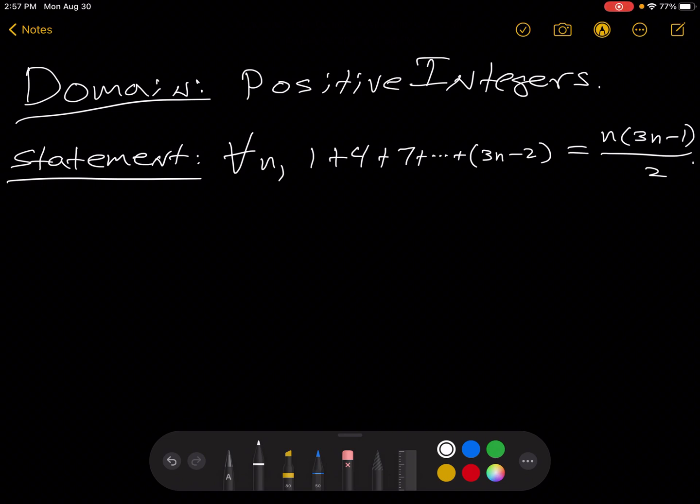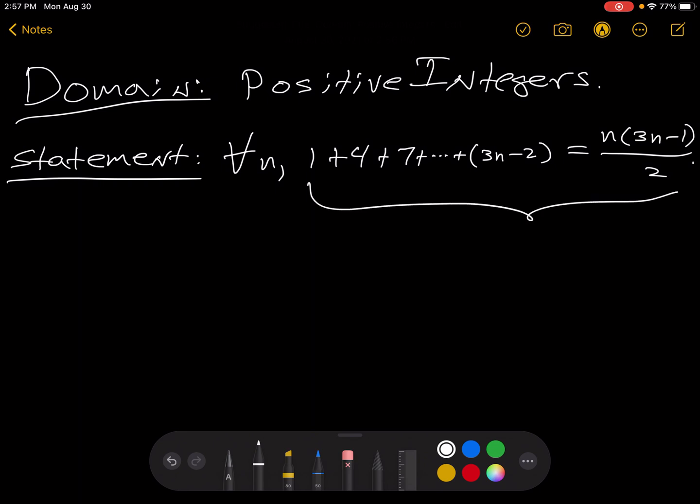In this one, our domain is the positive integers, and our statement to prove is for all n, 1 plus 4 plus 7 plus, adding up to the 3n minus 2 term, equals n times 3n minus 1 over 2. Now, you can consider this P of n.